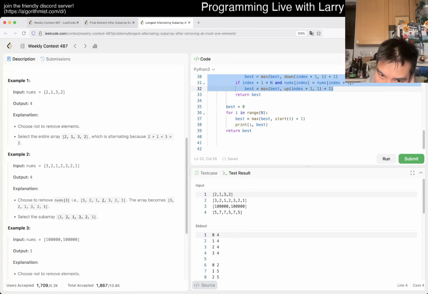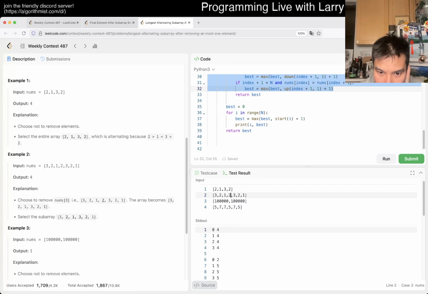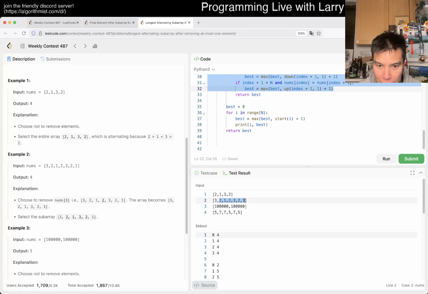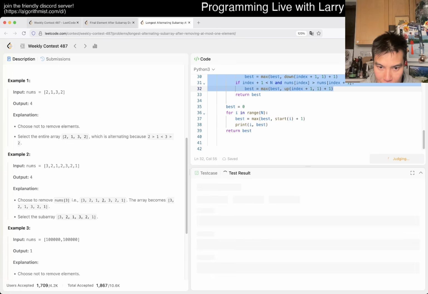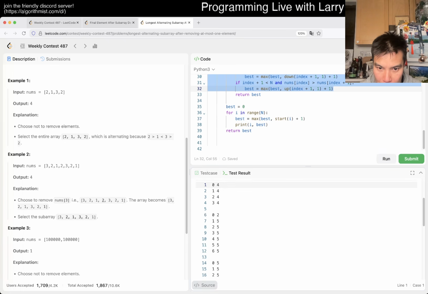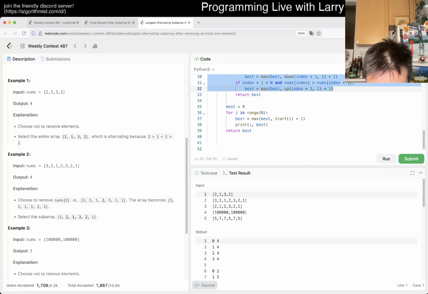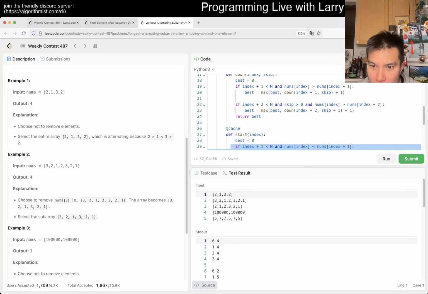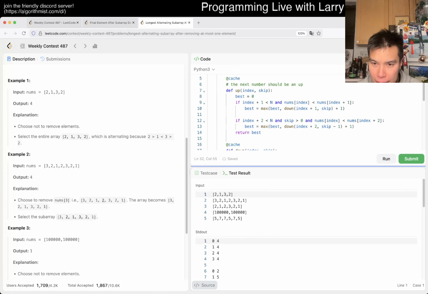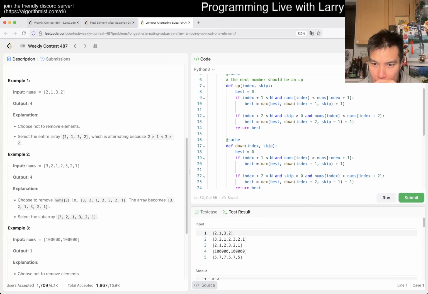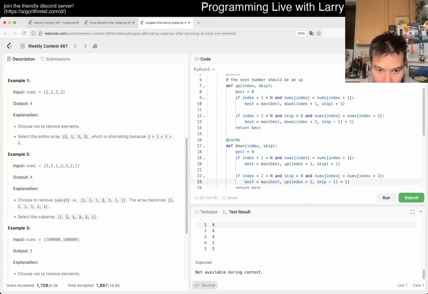Okay, but let's fix this one first. Why do I think this is 5? All right, let's debug. I think that's 5. Yep, it's consistent at least. Down, up, skip. Do I have any spaces anywhere by accident? No. Huh. Oh, I am dumb. This is what happens when you copy and paste. Okay. So those fixed that.